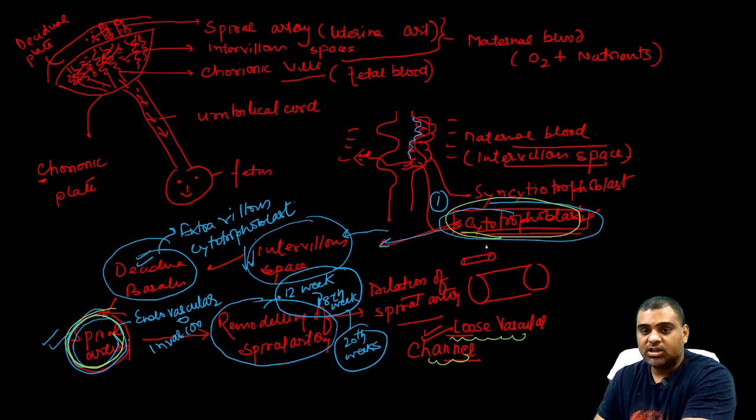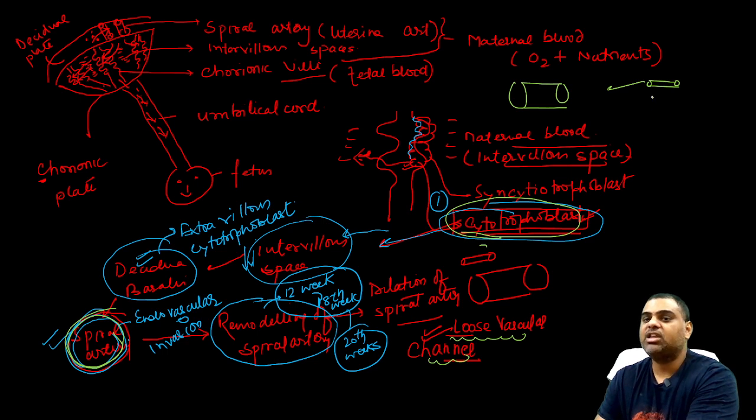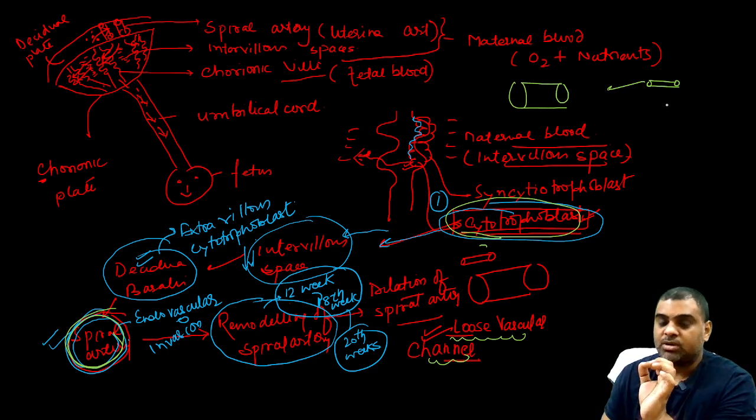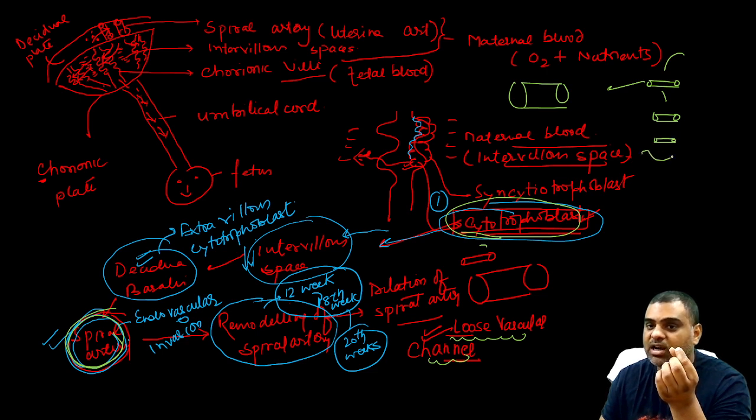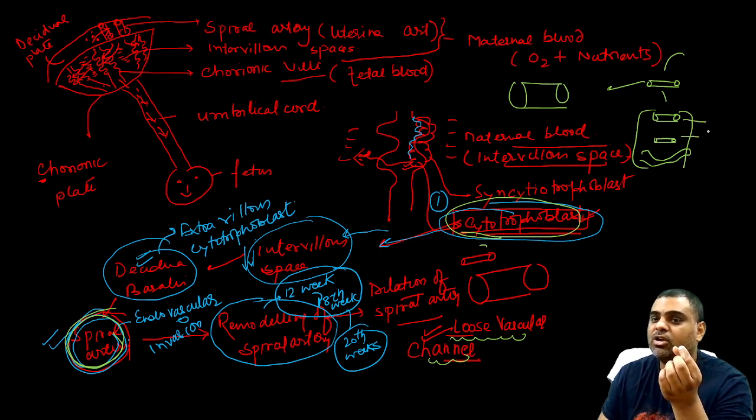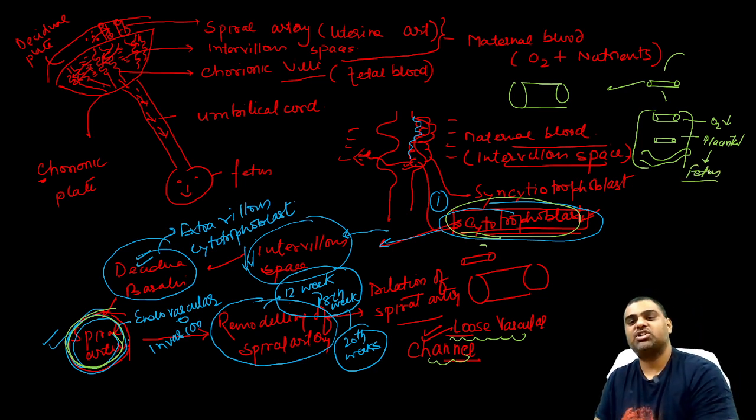If a spiral artery is normally like this, in a normal pregnancy it becomes like this. And when the remodeling is not proper, because there is a decrease in the endovascular invasion of cytotrophoblast coming to the spiral arteries, then they will remain like this, or they can even decrease their lumen, or the spiral artery can even become tortuous. So what will happen? There will be decreased oxygenation to the placenta and to the fetus.